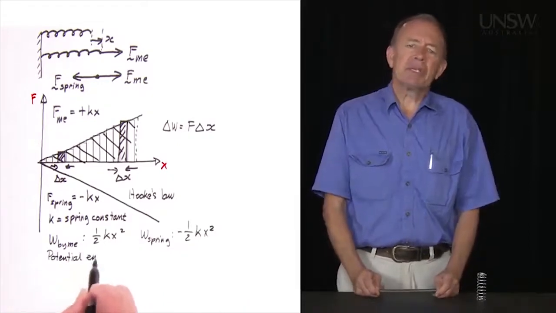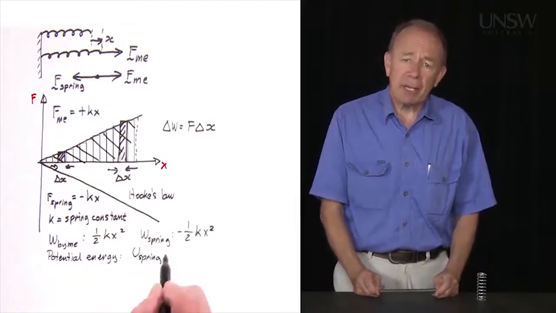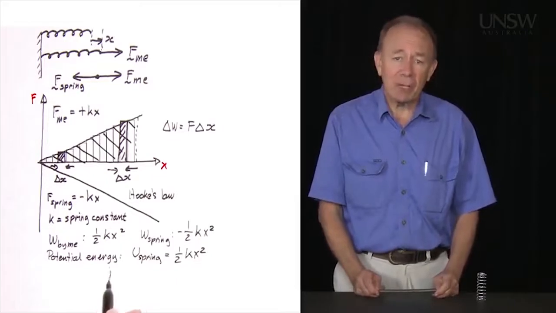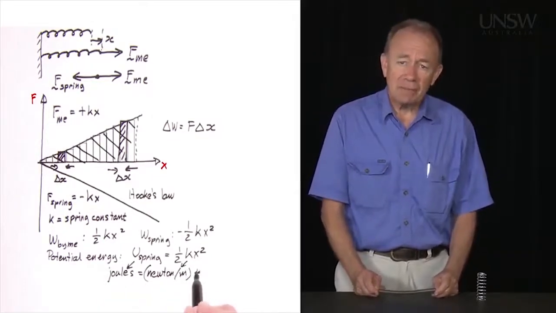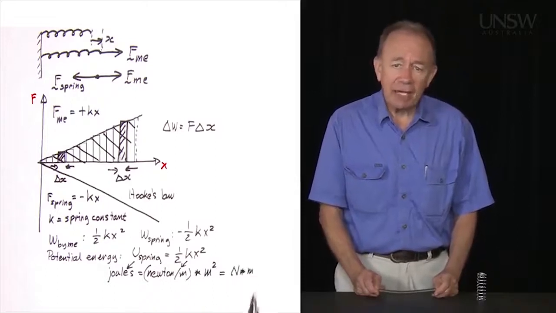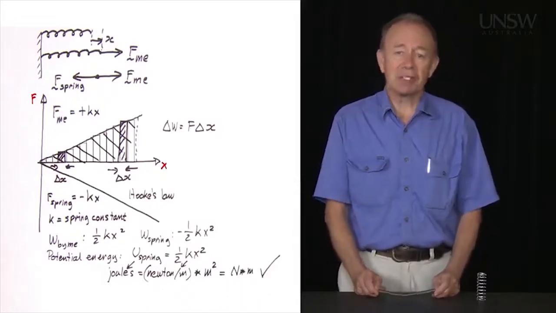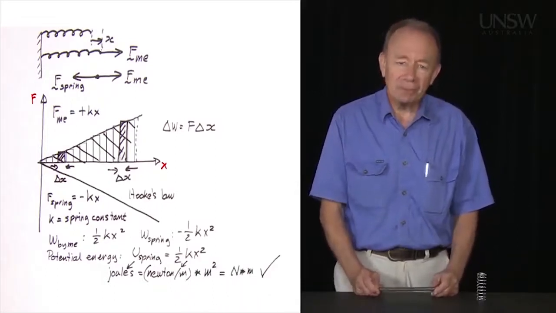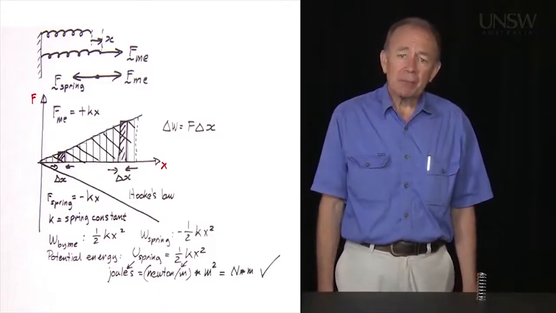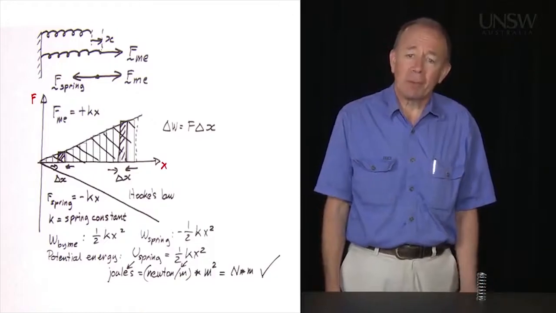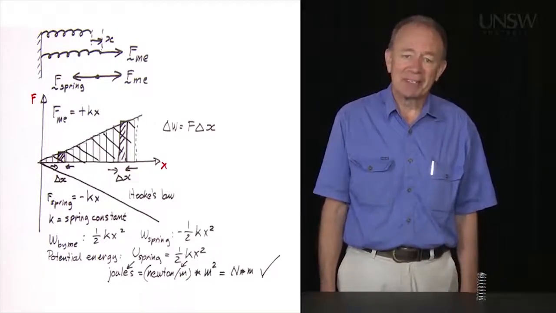So that gives us the potential energy stored in a spring, half kx squared. And, as usual, we check the units. Substitute for k and for x. Yes, a newton times a metre is a joule. There's much more we'll do with energy, but we already have enough to answer the questions coming up in the quiz.